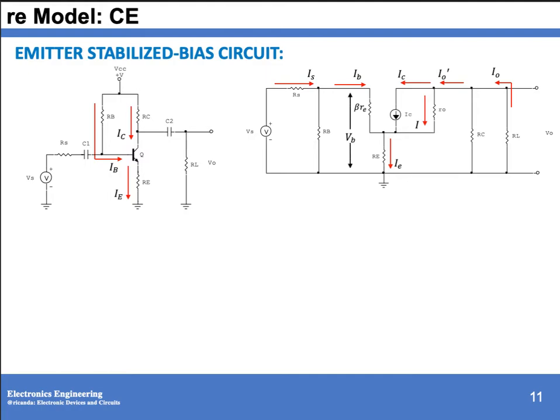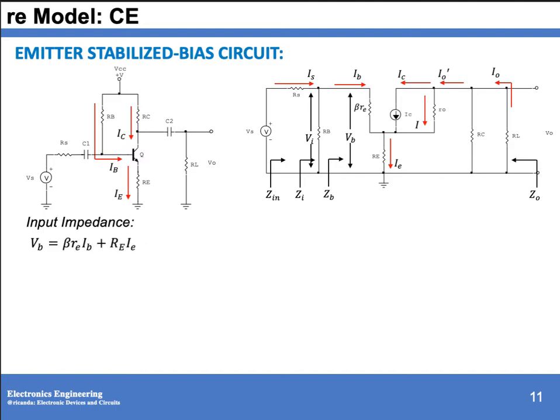So this is your voltage at the base, at the same time where we can get your impedance at the base. Voltage input, where we have our impedance Zi and impedance Zin. We have also the output impedance. So we have first to get your input impedance. But before, we have to get the equation of your voltage at the base so that we can get the impedance at the base. So that is beta re IB plus RE times IE.